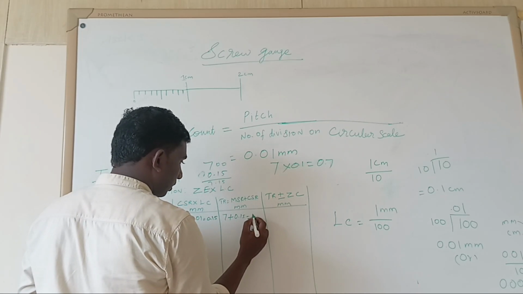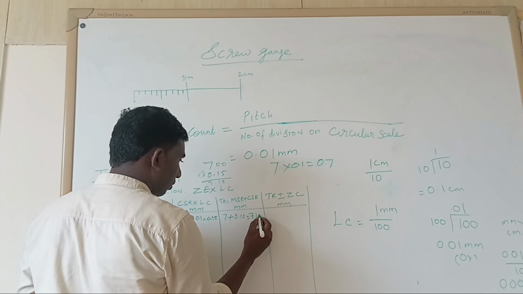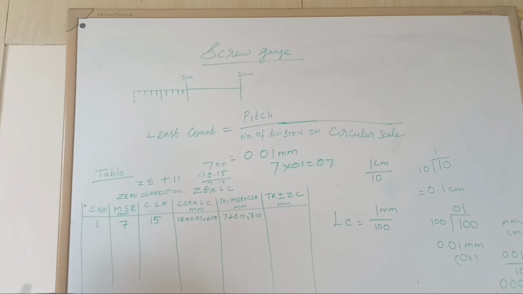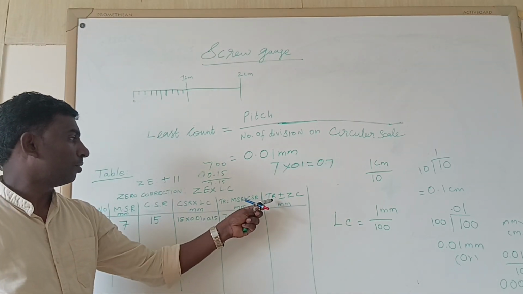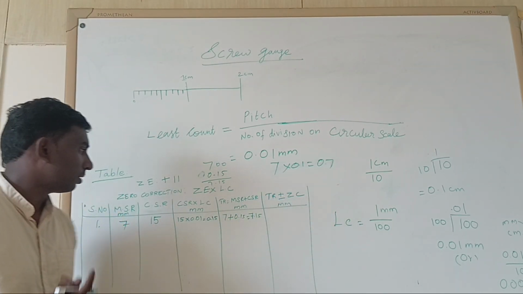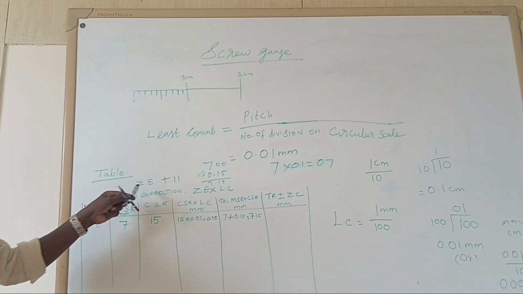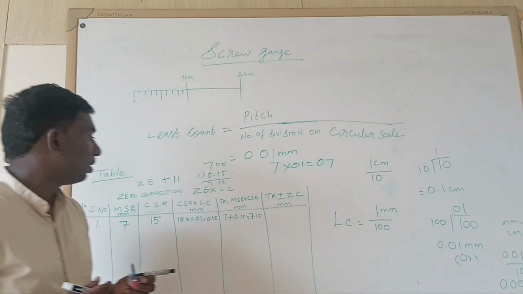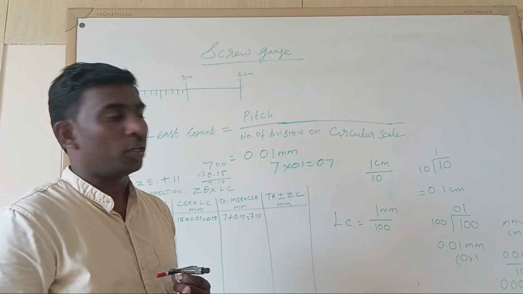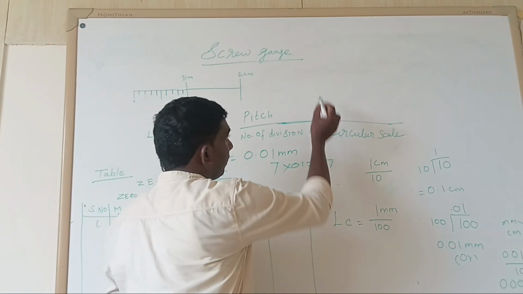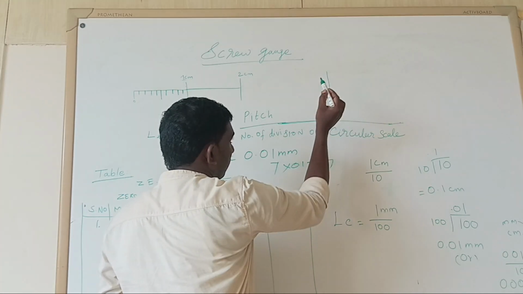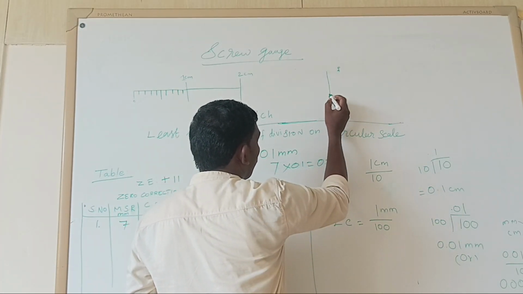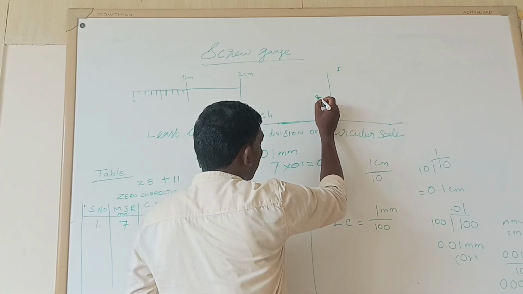So there is 7.15. That is the MSR and the CSR value. True reading with zero corrections. So zero corrections. You see here the positive error, the zero positive error means we can subtract. Why can we subtract? You see here, one is standing here, one is standing here.